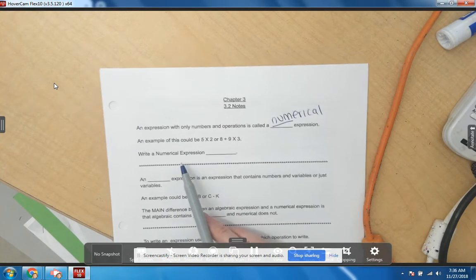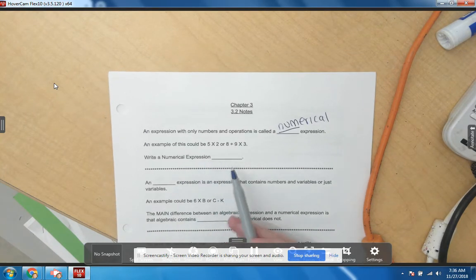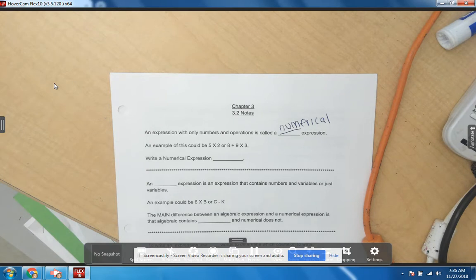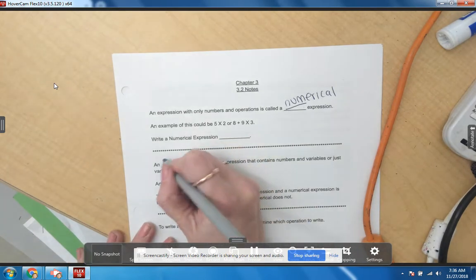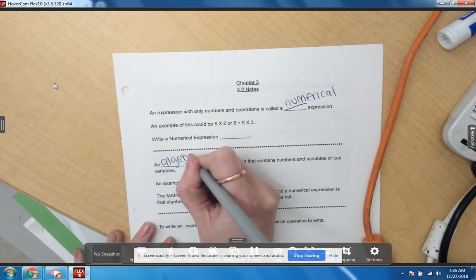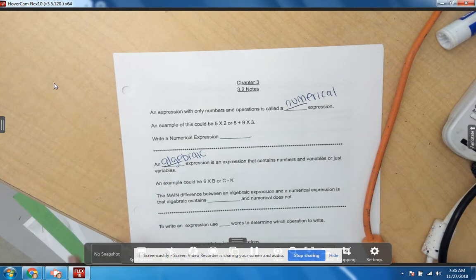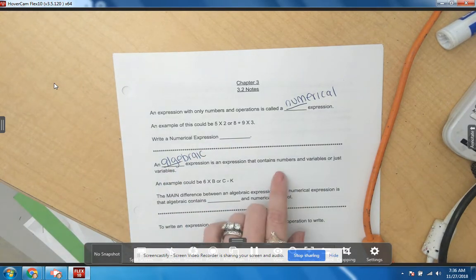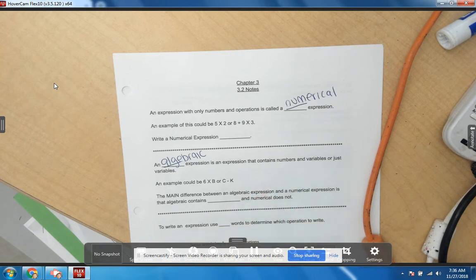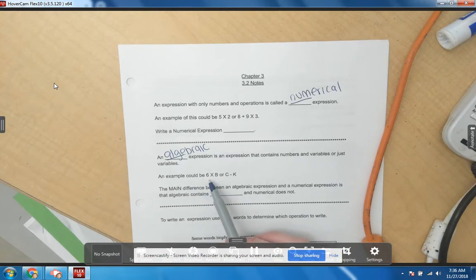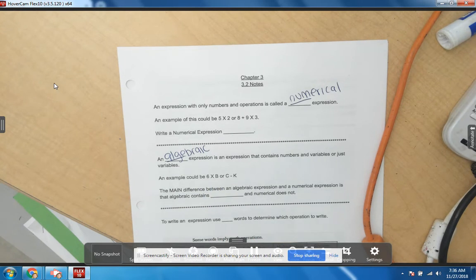So I want you to write an example of a numerical expression. So just a regular math problem with numbers. Okay? An algebraic expression, which we talked about before, is an expression that contains numbers and variables, or just variables by themselves. So remember, I always underline AL because algebraic and alphabet both start with A and L. So the algebraic ones are the ones that have variables in them, which are usually letters. So an example could be 6 times B or C minus K.